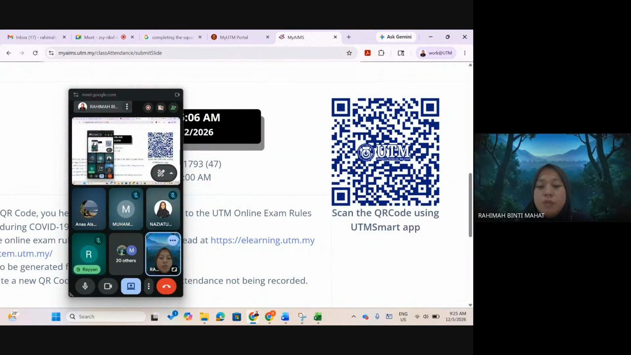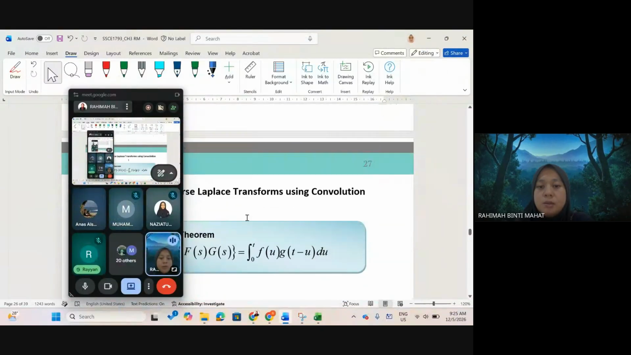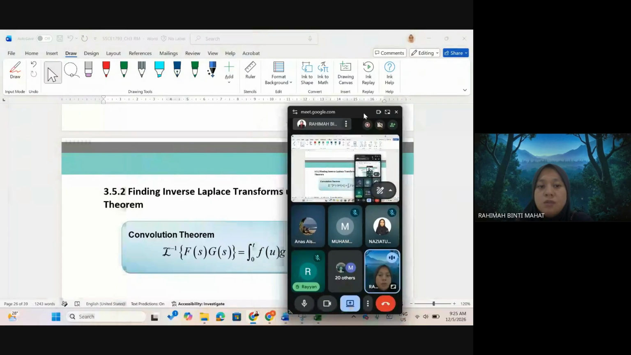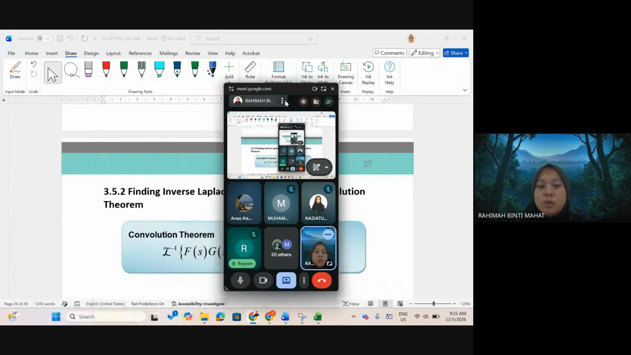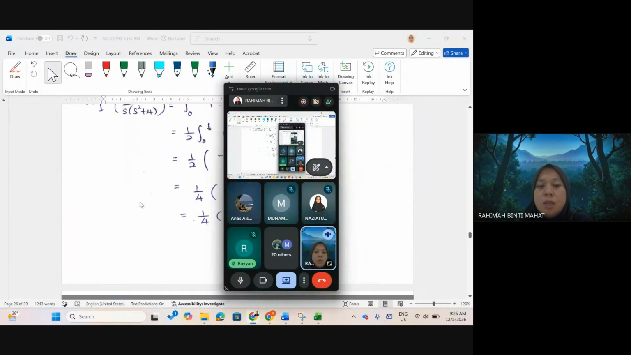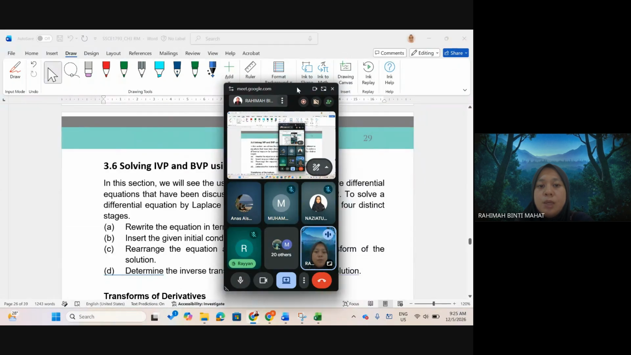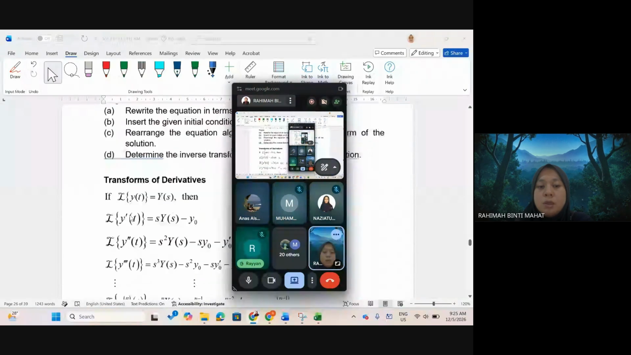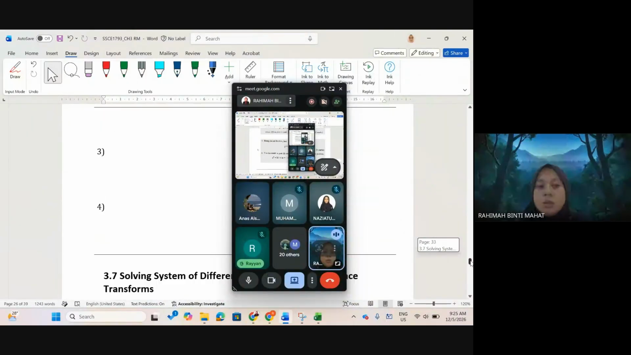5%. Okay, so for next week, please learn about the next method, the inverse, but the next theorem is the convolution theorem, by using the convolution theorem. And please study about solving IVP and BVP as well. IVP and BVP.